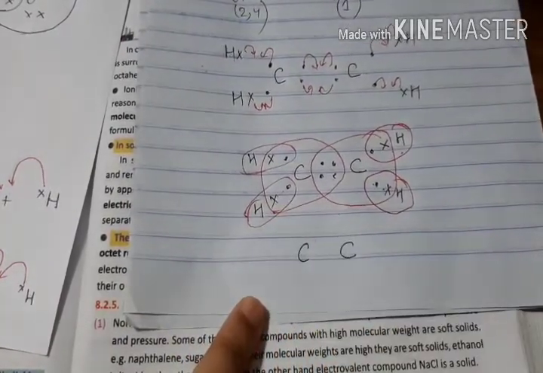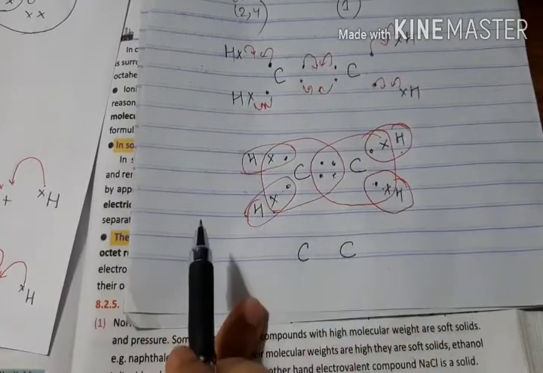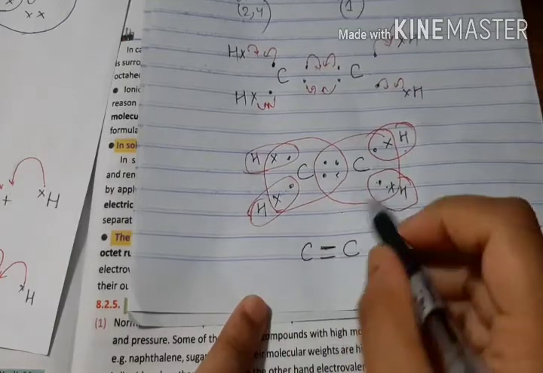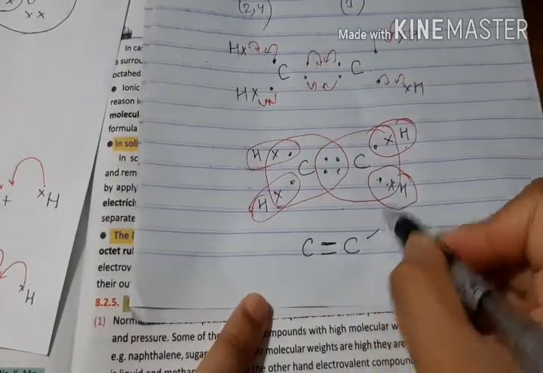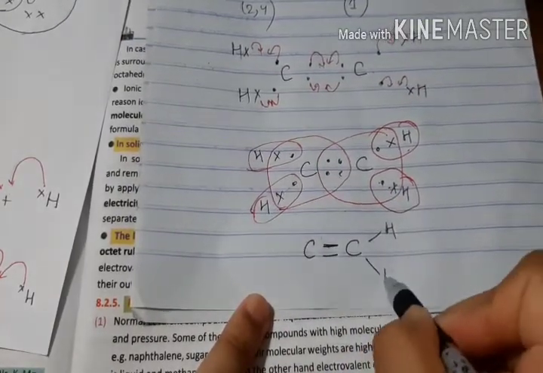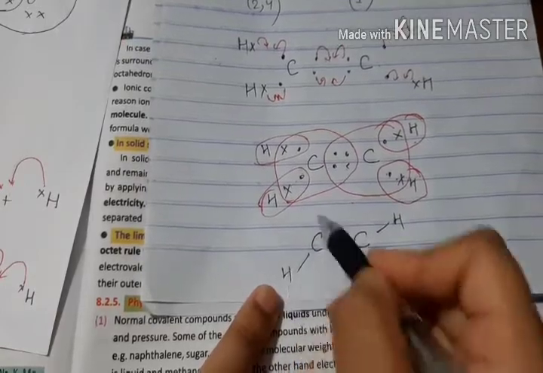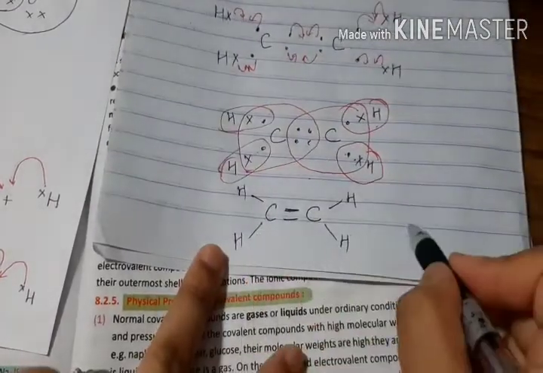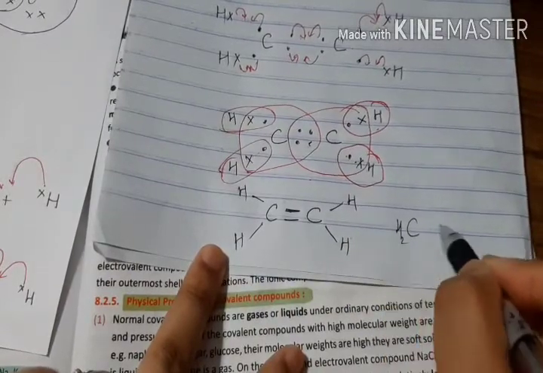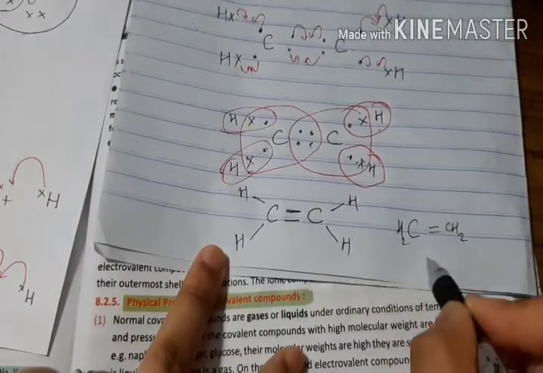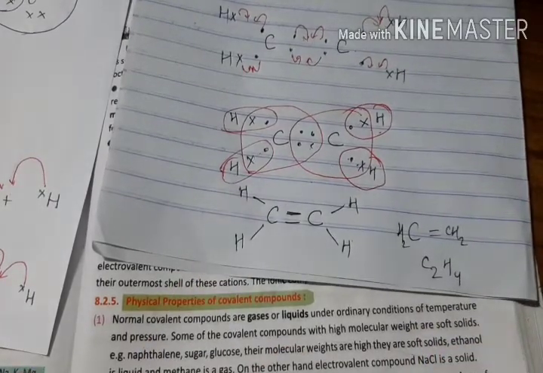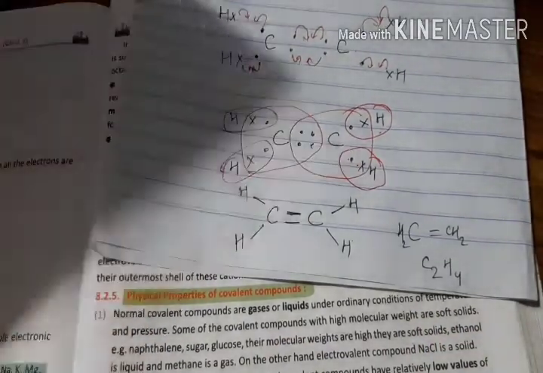So let's try to draw the bonds. Carbon, carbon is there, 1, 2, 3, 4. Two pairs are there, so two bonds. Then with hydrogen, one pair, one bond, one pair, one bond, one pair, one bond, one pair, one bond. So this is the structure. Then you can write CH2 double bond CH2, which is C2H4. Yes, this is the structure.